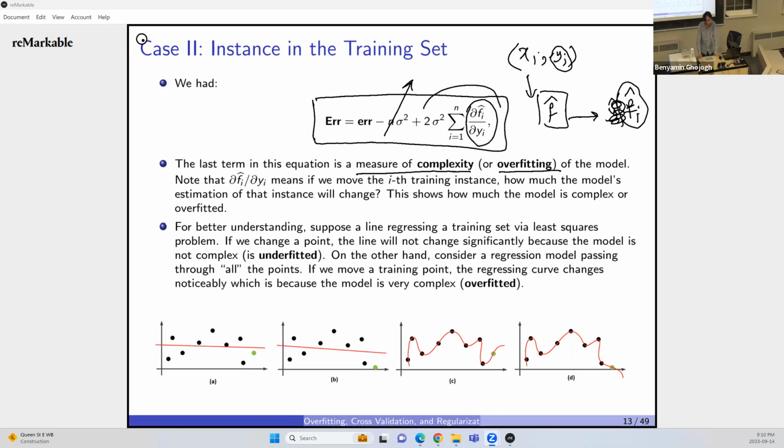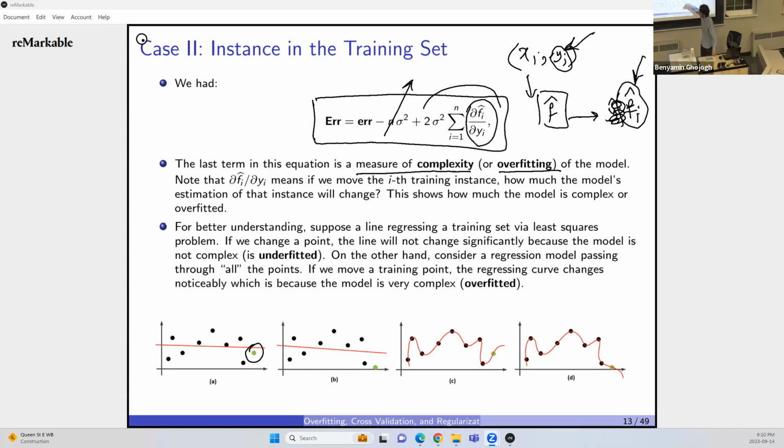Then the derivative of this fi hat with respect to yi means: let's change yi a bit, and see how much fi hat changes. Let's see this in this example, in the figure below. Consider figure A. Consider these green dots. Do you see that?